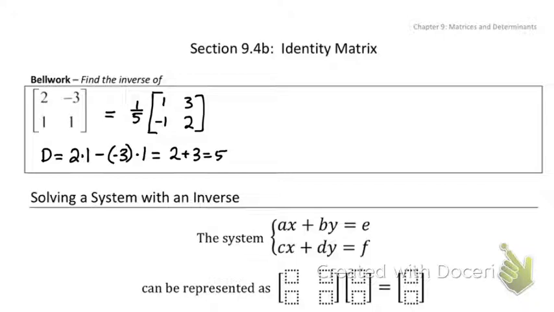Or we can distribute the 1/5 in. So we can write this as 1 over 5, 3 over 5, negative 1 over 5, and 2 over 5. So most of the time, either one of these would be an acceptable answer. However, the bell work had the 1/5 pulled out, so we'd have to find the one that's 1, 3, negative 1, 2, and that would just be that A with the 1/5.